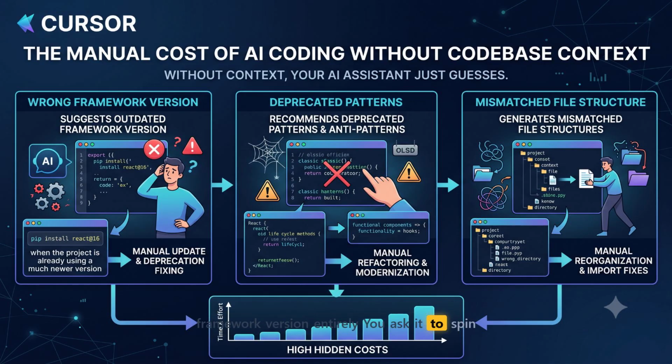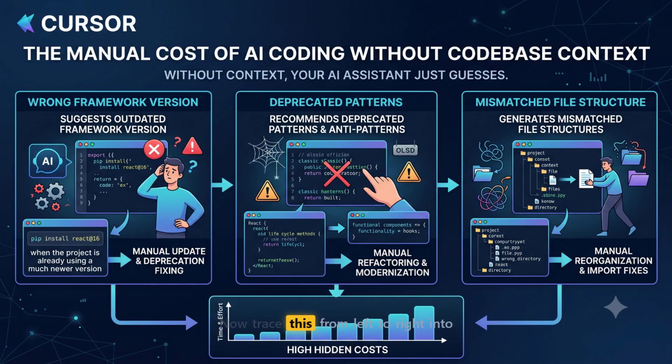You ask it to spin up a quick component and it confidently hands you an install command for React 16. When the rest of your team transitioned the entire repository to version 18 months ago, you do not catch it immediately, you hit save, and suddenly your local build is screaming with dependency errors.